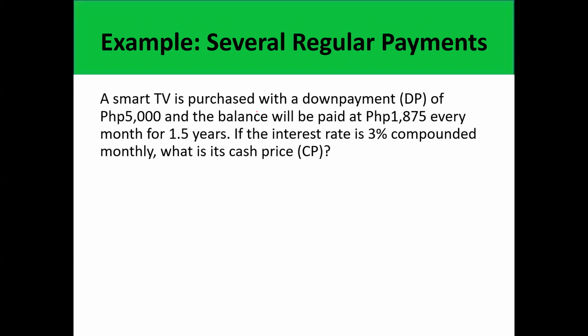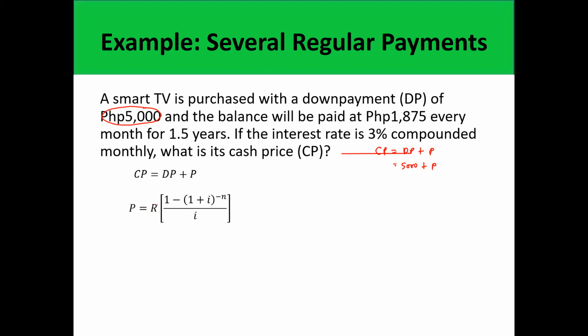So a smart TV is purchased with a down payment of 5,000 pesos and the balance will be paid at 1,875 pesos every month for 1.5 years. If the interest rate is 3% compounded monthly, what is its cash price? Okay, so cash price is actually equal to down payment plus the present value of the annuity. Now, in here, we have the down payment, which is 5,000 pesos. So this is 5,000 pesos plus the present value of the annuity. So in order to compute for the cash price, we need to solve for the present value of the annuity.